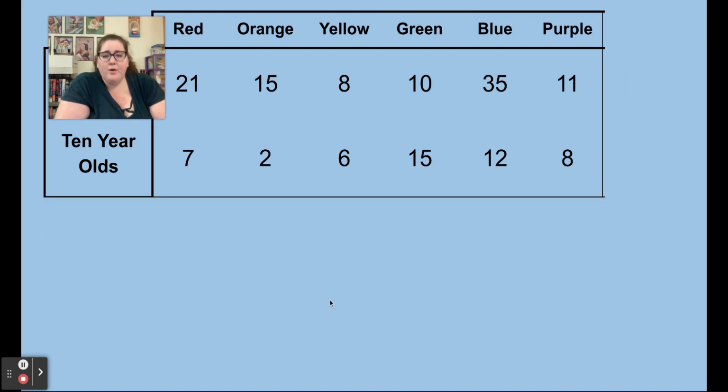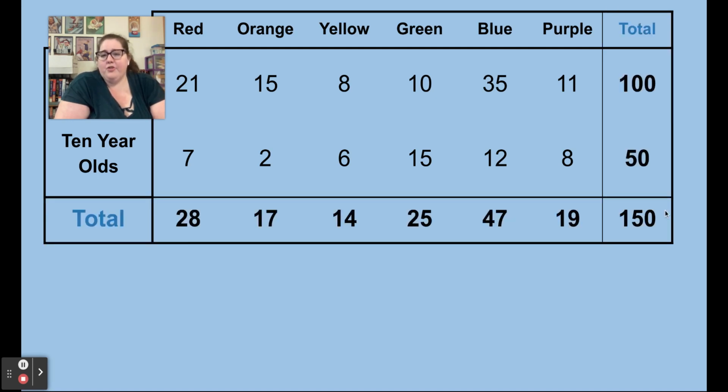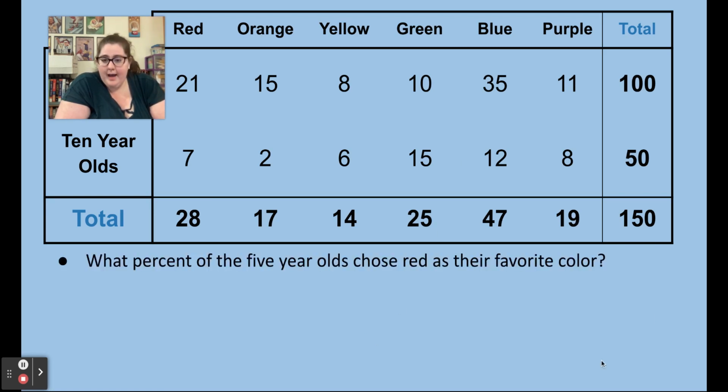So the first thing you might want to do, if it's not already done for you, is to go ahead and find the totals. The totals for each row and each column are called the marginal distributions. Basically this just helps us with some calculations. So there were 100 5-year-olds and there were 50 10-year-olds. And we can also see the number of people who liked all the different colors. So once I do that, I can start answering questions such as this.